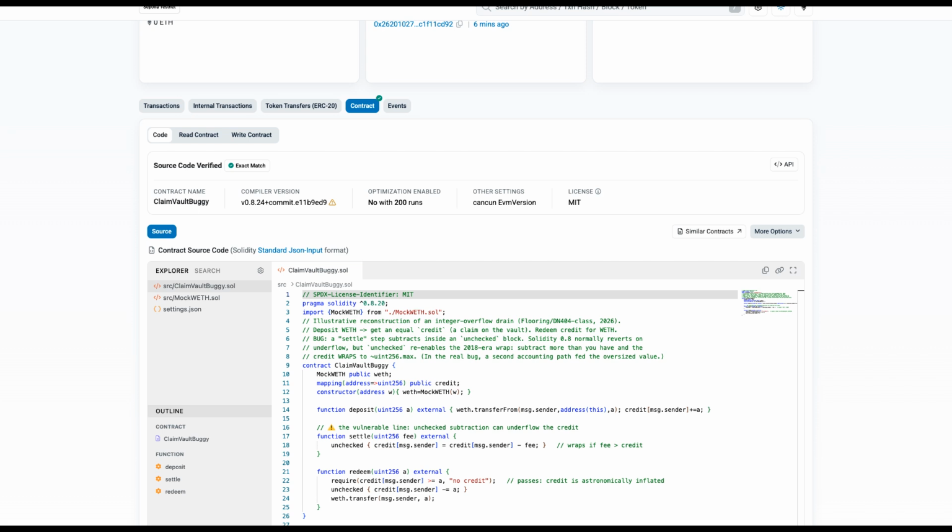And this is live, not just local. We deployed this exact vault to the Sepolia testnet and verified it on Etherscan. Done, source code verified, exact match. The vulnerable settle function with its unchecked block is public for anyone to read.